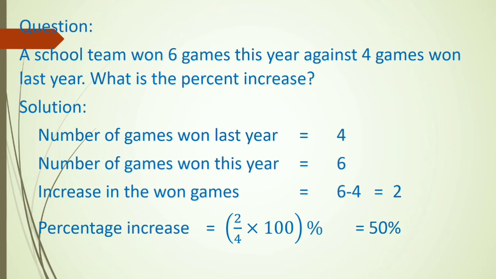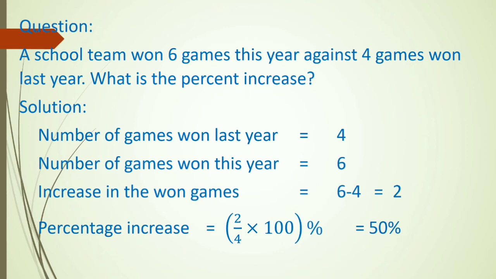So we have to solve it like this. We have to write the steps as usual. First of all, we should write number of games won last year, that is equal to 4. Now number of games won this year, that is equal to 6. So the increase in the number of games won is 6 minus 4, that is equal to 2. So the increase in value is 2 and the original value is 4.